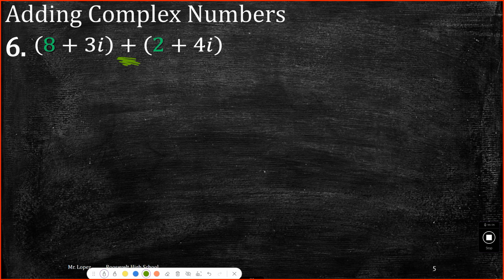So what is the real part? 8 plus 2 is 10. And the imaginary, what is the answer going to be? 7i. Treat the i like an x. So 3i plus 4i is 7i.